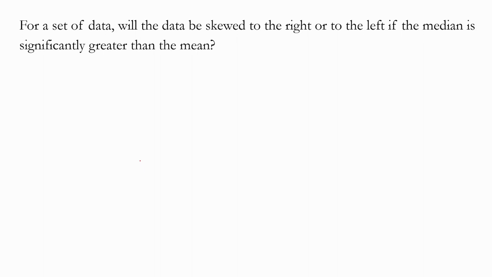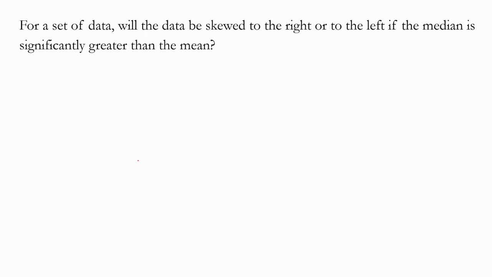Right, let's do question 7a. For a set of data, will the data be skewed to the right or to the left if the median is significantly greater than the mean? You have to know that if the median is greater than the mean, then the data is negatively skewed. But if the median is less than the mean, then the data is positively skewed.